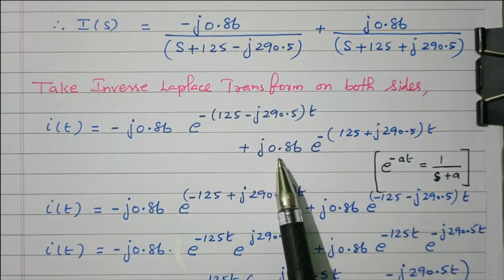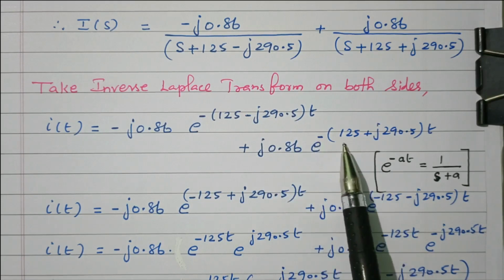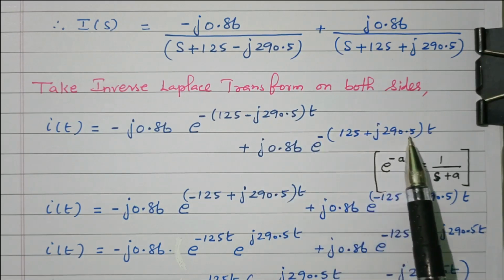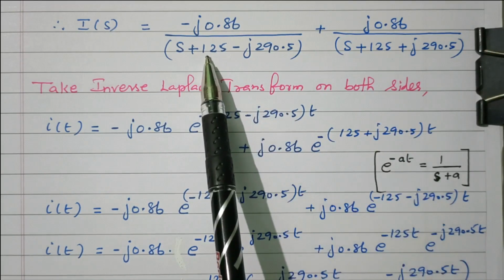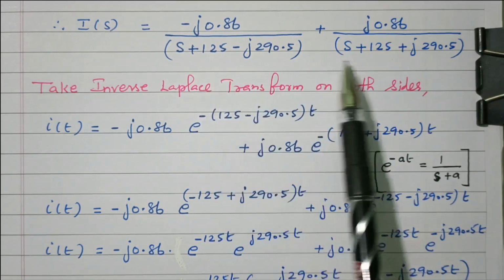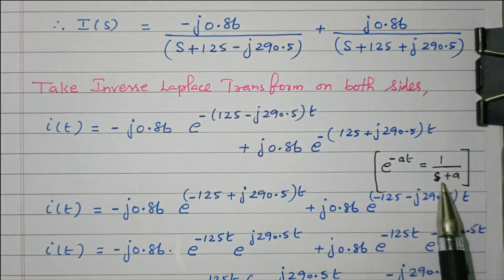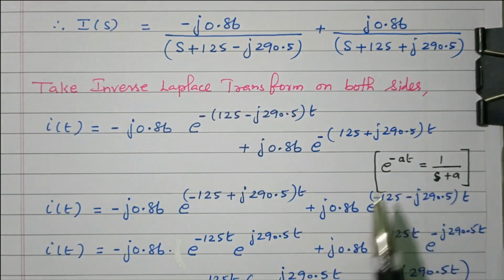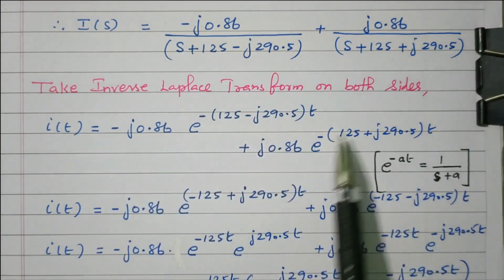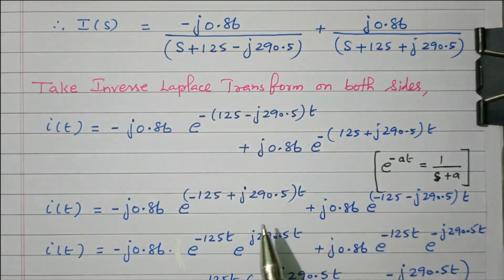Here also j 0.86, same thing, with 125 plus j 290.5, where both terms are different. 125 minus is there, here 125 plus is there. In both cases we applied this relation, e power minus at is 1 divided by s plus a. Here plus means here minus. Now we got the inverse Laplace in the time domain.